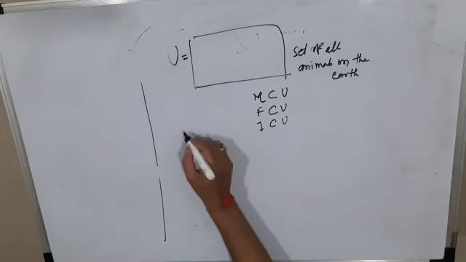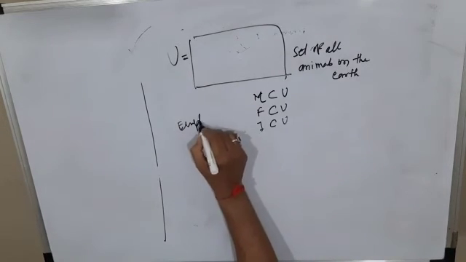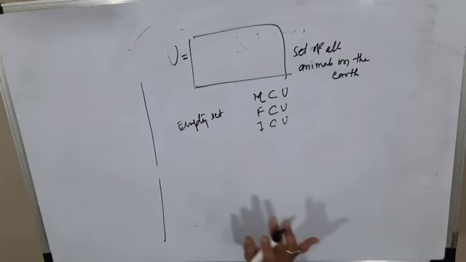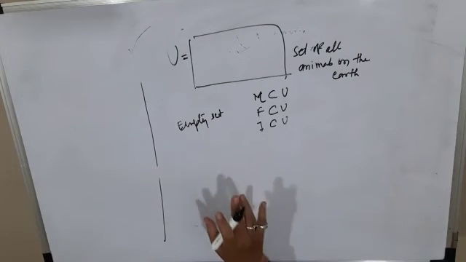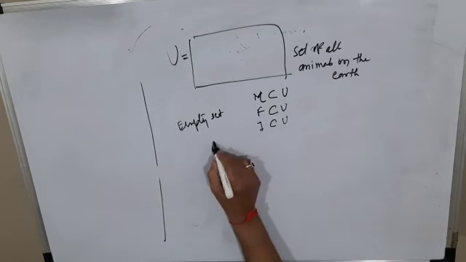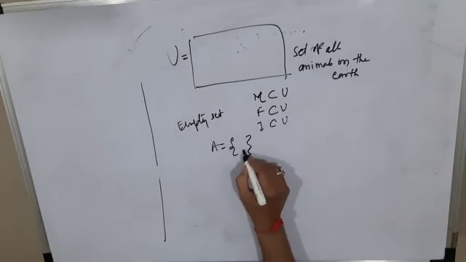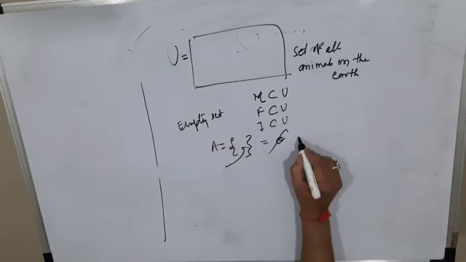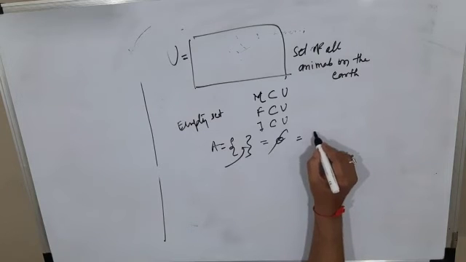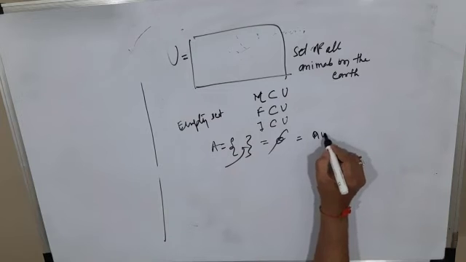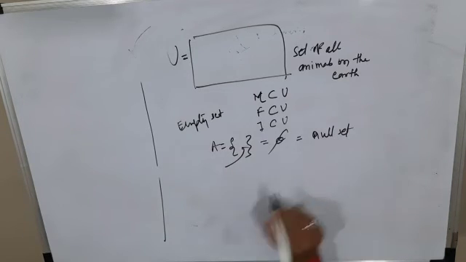Empty set is a very simple example. There is nothing in the set, no element is there. Suppose A is there and nothing is in it. We can say this is phi, so the cardinality is 0. This is also called the null set.